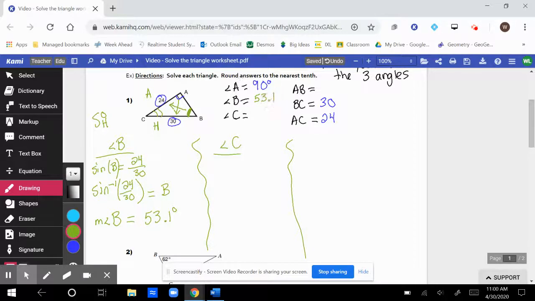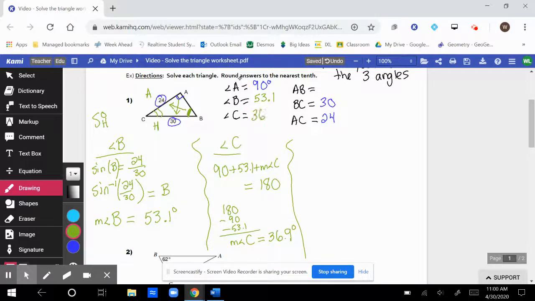If B is 53.1, then we know 90 plus 53.1 plus the measure of angle C has to add up to 180. So if I take 180 and I subtract 90 and subtract 53.1, your answer, the measure of angle C, you should get 36.9 degrees.